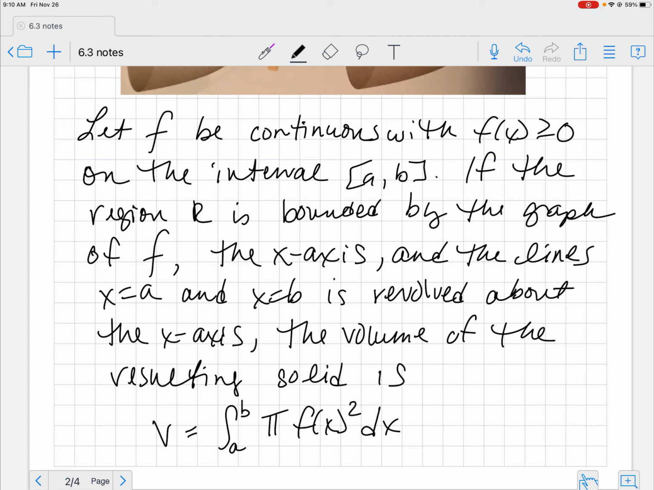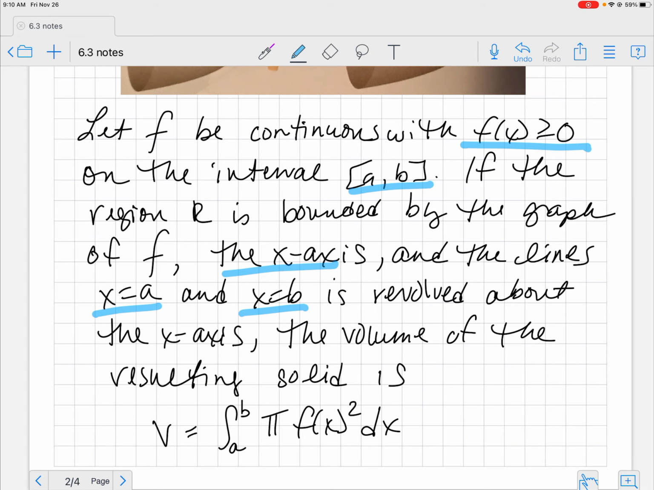Now, let's talk. Here's the first thing we're going to talk about. Number one, I'm going to get me a color. This tells me that my function is greater than or equal to 0. So all my outputs of this function are going to be greater than or equal to 0. So it's got to be above the x-axis, right? Then I'm going from A to B on this interval. So if my region is bounded by my function, the x-axis, which is that greater than, and the lines, these are vertical lines, right? So those two vertical lines, and this is revolving around the x-axis.